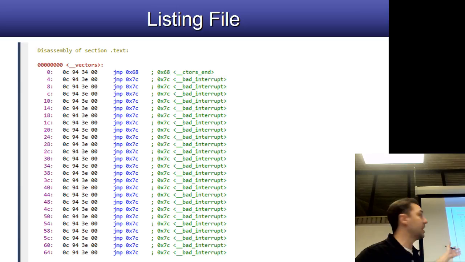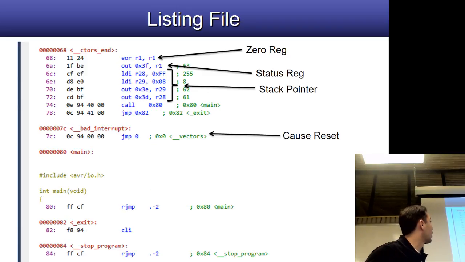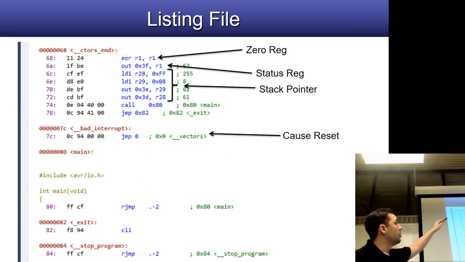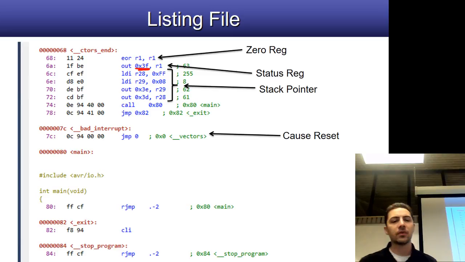All right, this is only the beginning. If we keep scrolling, we've got more. I've put a few notations. We talked about exclusive ORing R1 with itself. Right? That sets something to 0. 3F, it's not defined here what 3F is, but I tell you that 3F is the status register. So it's clearing out the status register. Right here, 8FF, that's the end of RAM. That's how many bytes there are in RAM. So what it's saying, when it puts that into 3E and 3D, that's stack pointer high, stack pointer low.